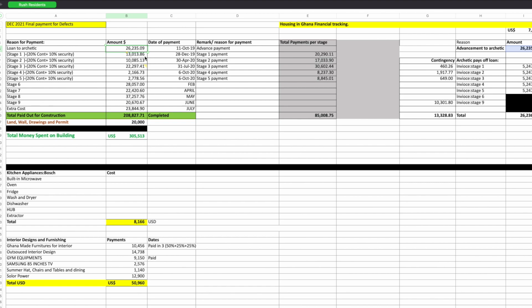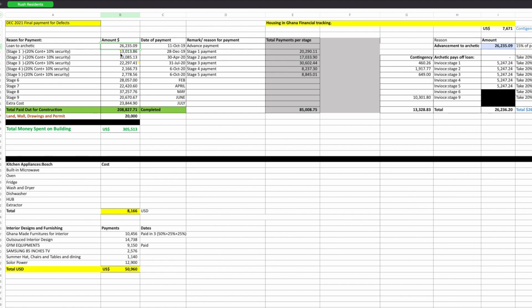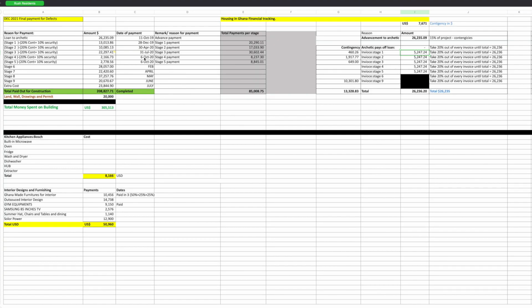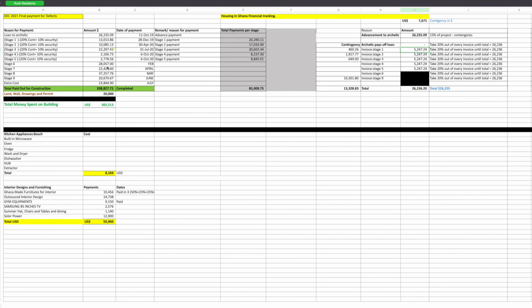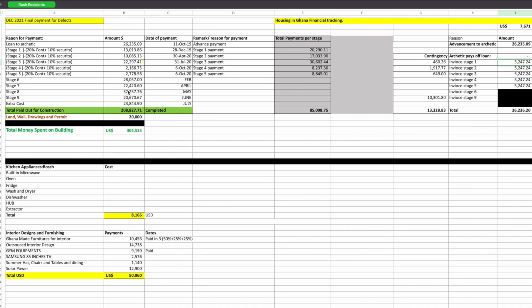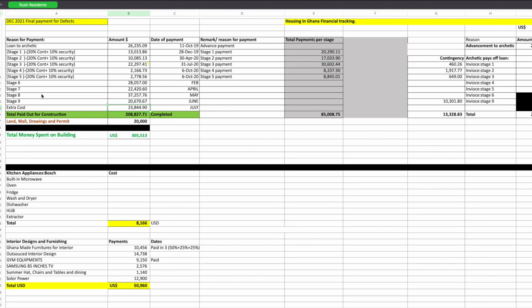It was a loan to the architect to mobilize, and as I moved through the stages, I deducted it when he billed me, and that's how the whole project got done. So you can go down the phases, it was grouped all the way down, and there were some extra costs. So the extra cost, there you have it, $23,844.